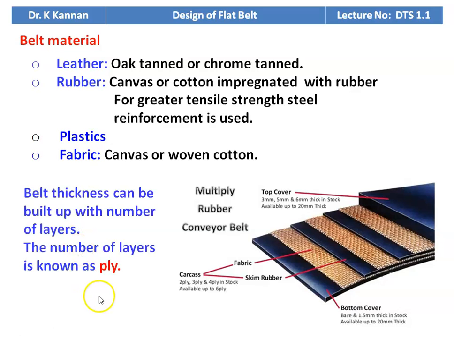The belt thickness can be built by number of layers. The number of layers is known as ply. So there will be 3 ply, 4 ply, 5 ply, 6 ply and 8 ply type of belt. The number of plies depends on the type of load. For heavier load, we require more plies. For light load, we may select 3 or 4, 5. Heavier load, 6 or 8. That is general selection procedure. So ply is the number of layers of the belt material.